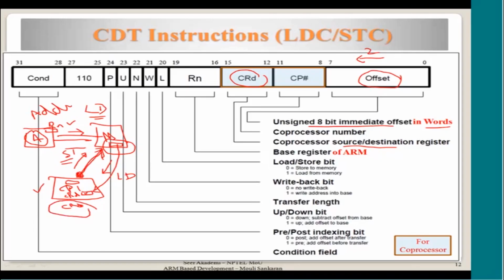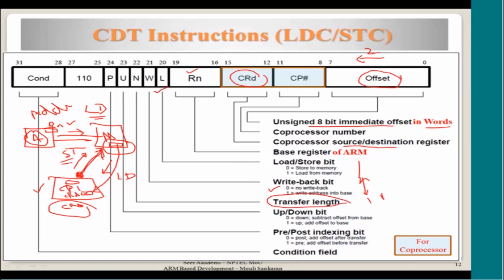And offset is something to do with the arithmetic. Now how it has to be generated, it has to be generated by the ARM. So that offset is used, and based on whether it is a load or store, this bit will be set, and whether the newly computed address can be written back into the base register or not is decided by this bit pattern. And transfer length is to say whether it is a single or multiple word.